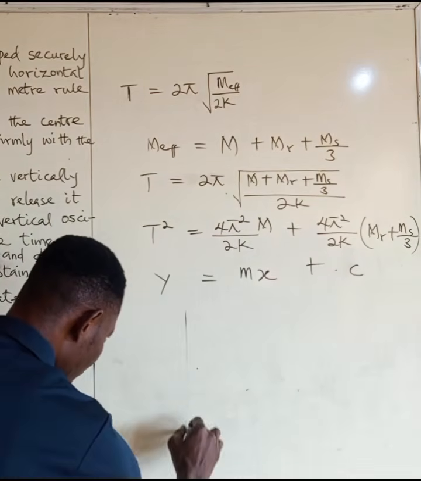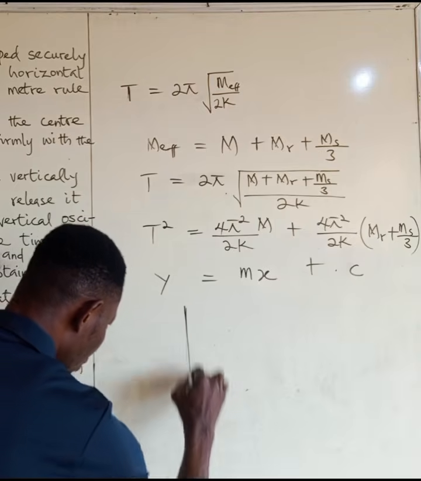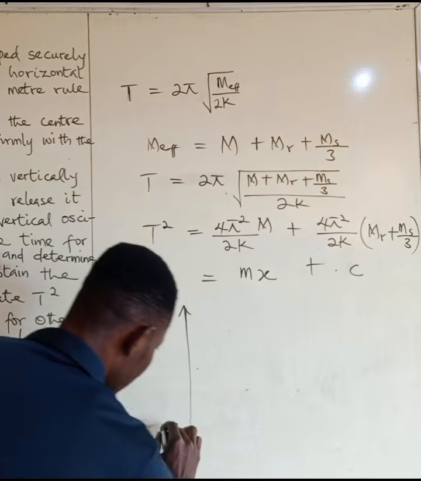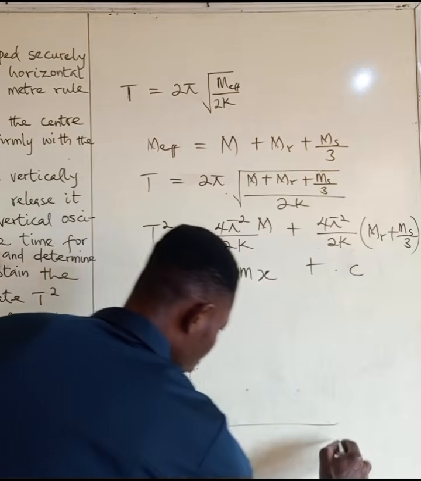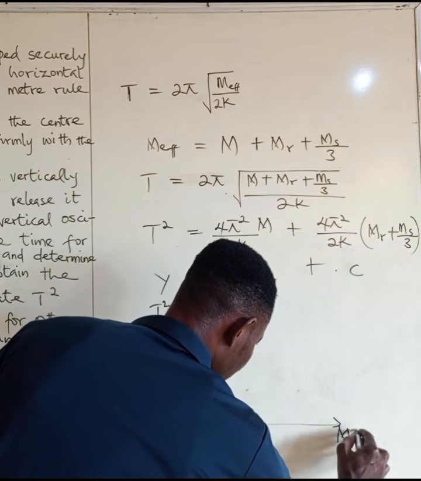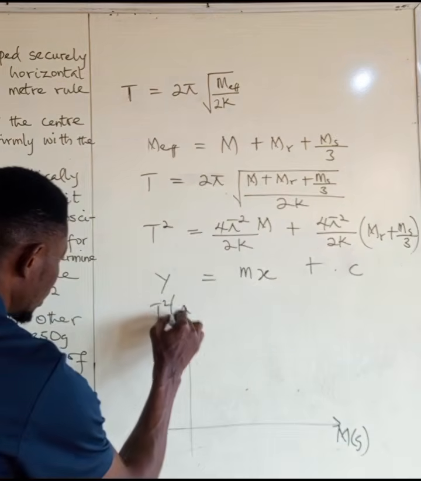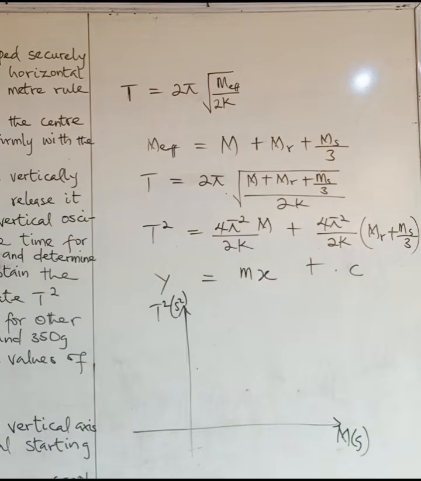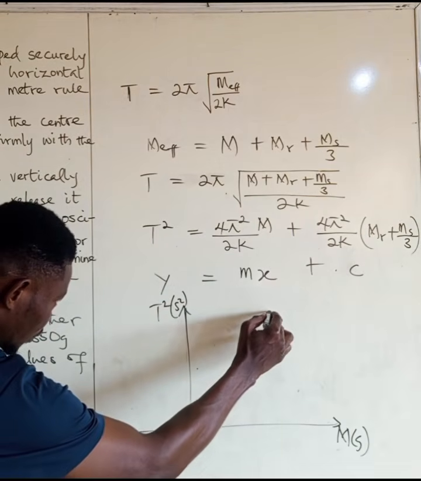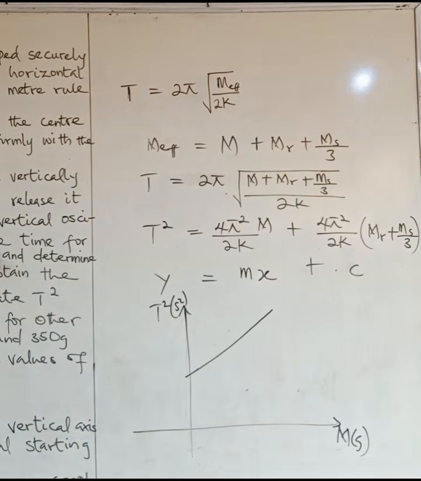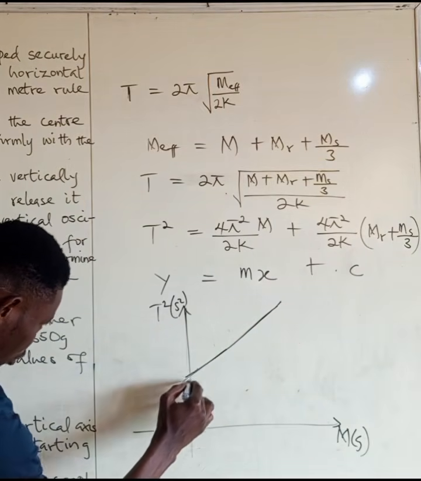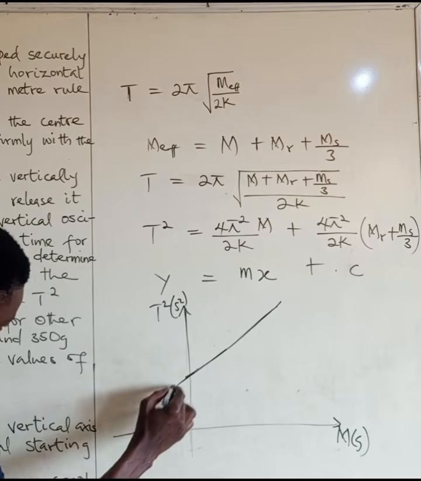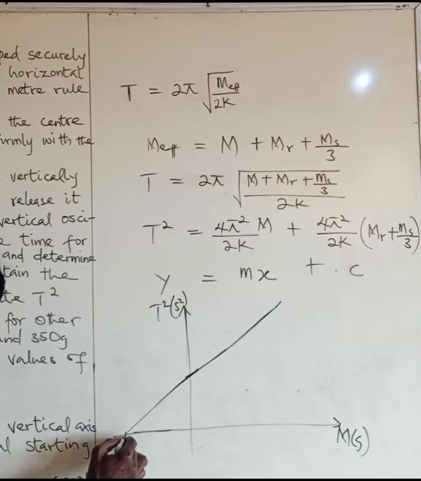You should have a graph like this where you have t squared on this axis, m on this axis, m in grams, while t squared is in seconds squared, and then you have a line like this. If this line is extrapolated, it should cross the horizontal axis somewhere here.